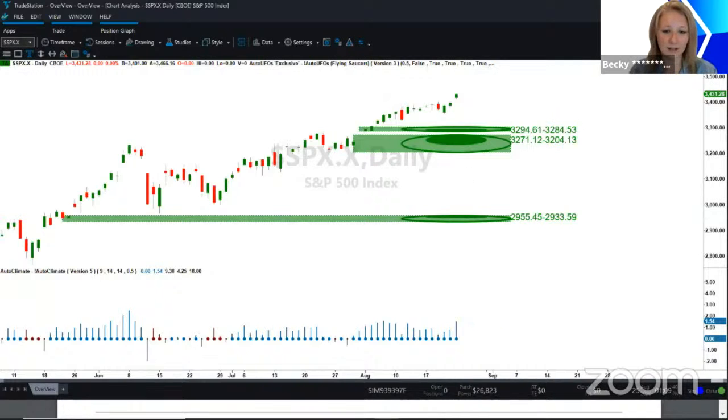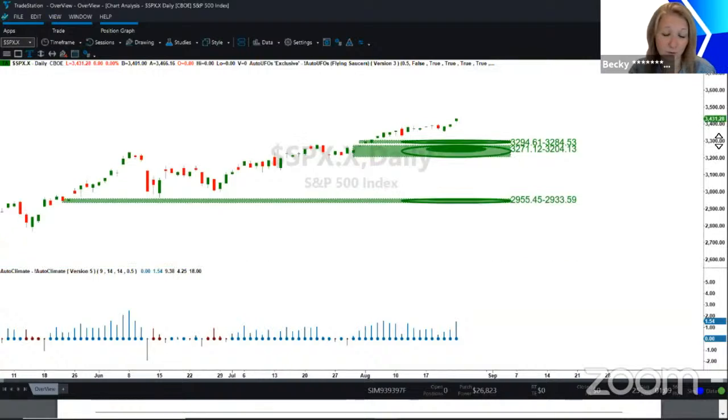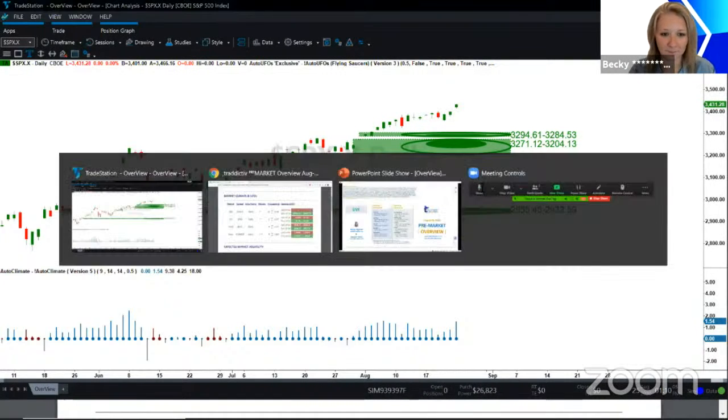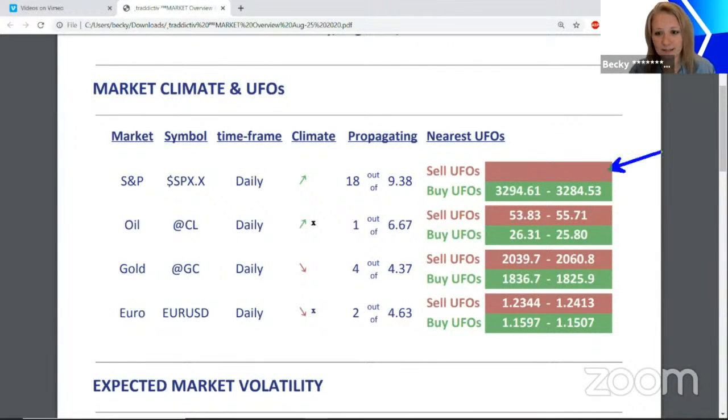Now, when it comes to stacks of orders that we think could turn price, we have our closest buy UFO here. That's our green little flying saucer that we see there. And the numbers for that are 3294.61 to 3284.53. Now, there are no sell orders above us because we're at all-time highs. So we have no sell orders above us, no price above us. It can't run market data on something that's not there. And so we have no sell orders for the time being. So we show that here on the newsletter. Obviously, that's blank. The reason for that is we have no sell UFOs, so we can't give you numbers for it.